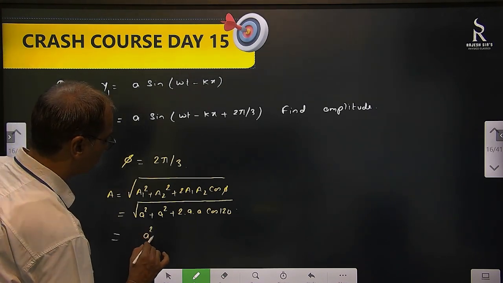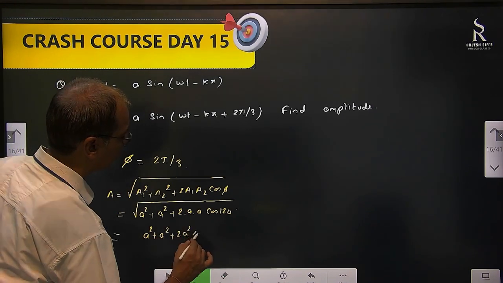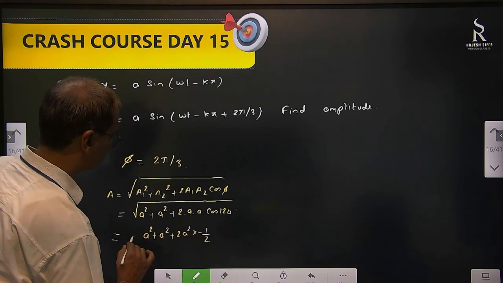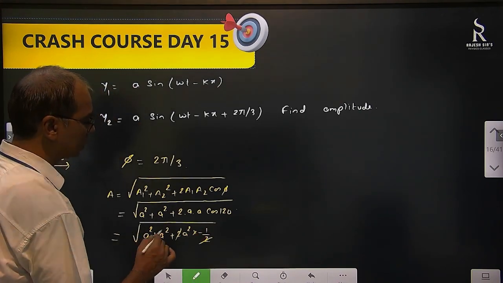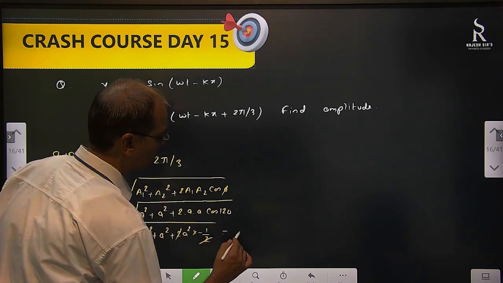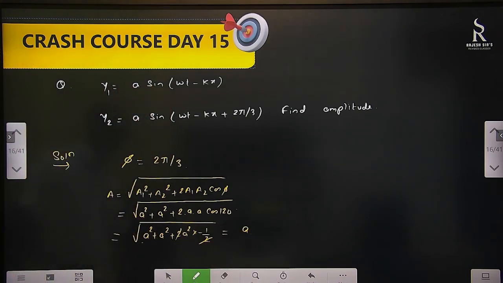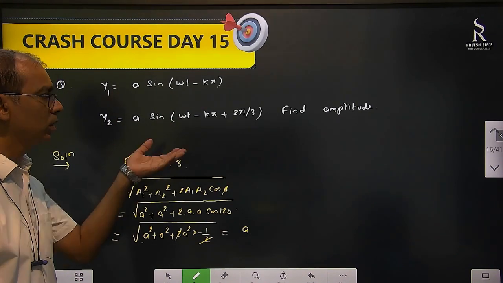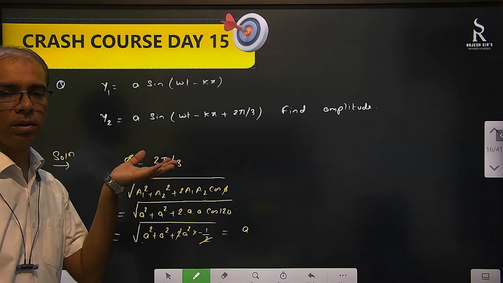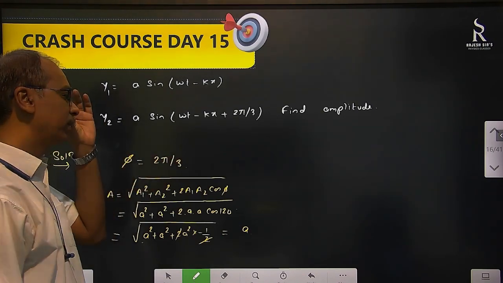So A square plus A square plus 2 A square into minus 1 by 2. Okay, so 2 and 2 get cancelled. A square plus A square minus A square. So the answer is A. So the amplitude of this is A. But suppose now I ask you what is the phase of the resultant wave? Because two waves are being added, so at that particle there will be some changes.